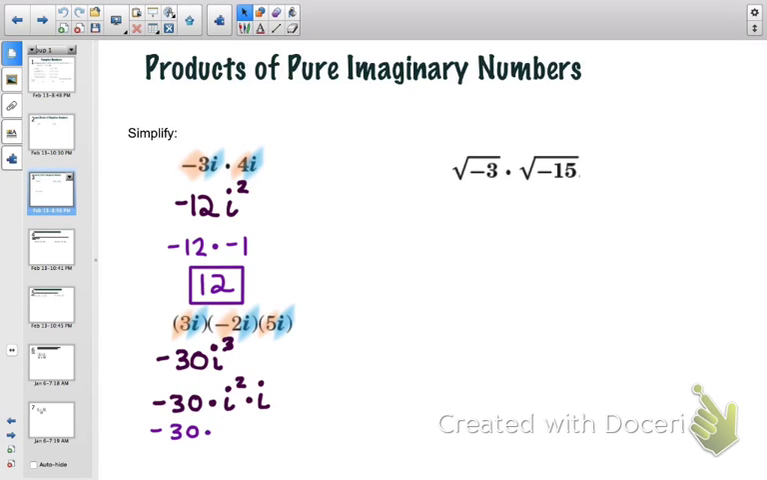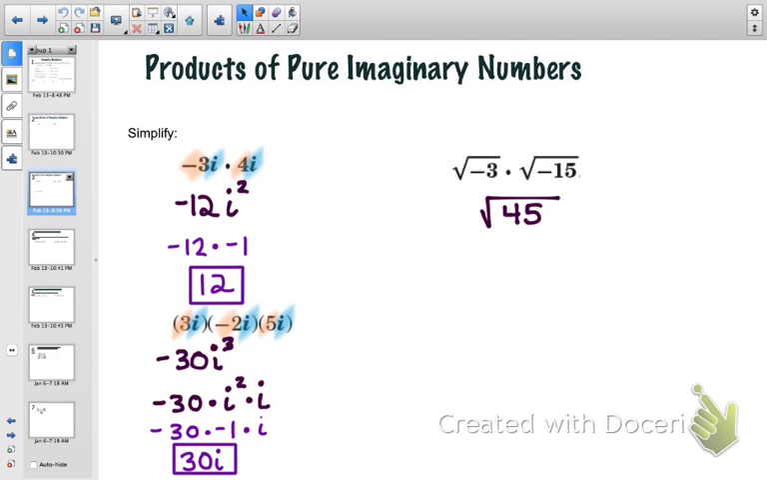i squared is -1, and then we're left over with i. So -30 times -1 is +30, and the i cannot be simplified any further. When we're multiplying with square roots, we can multiply what's underneath and keep it underneath. So I can actually multiply -3 times -15 to get +45.